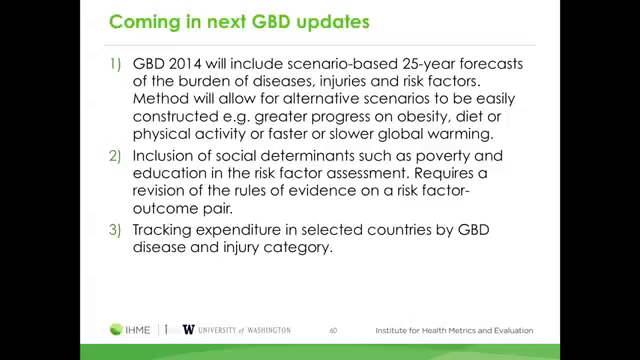The other issue is the critique of the risk factor analysis, that we have not included social determinants in the risk factors, and that relates to our rules of evidence. And there's an active discussion about perhaps having a different set of rules of evidence for looking at these distal social factors and keeping that analysis separate from the behavioral, metabolic, and environmental risk factors.